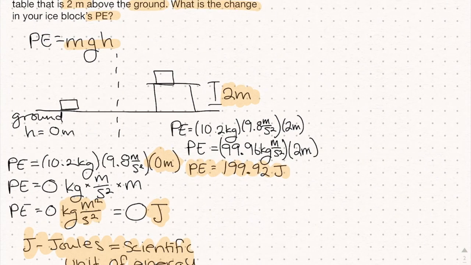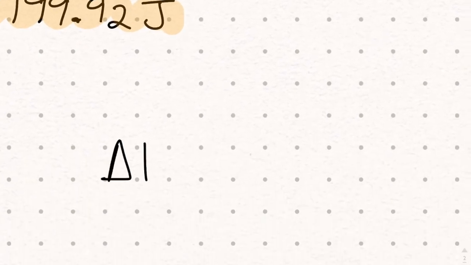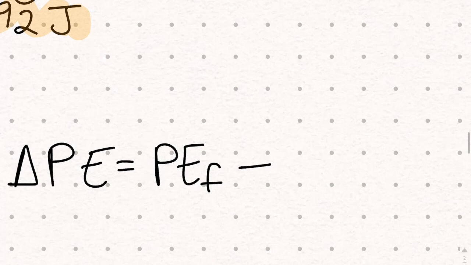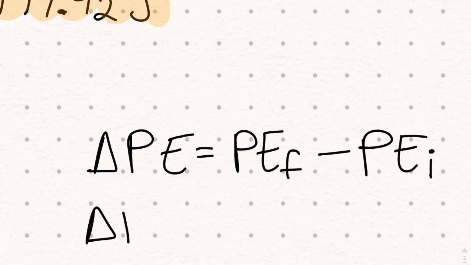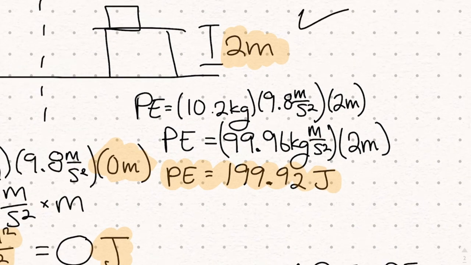Now we go back up to our problem, and our problem says, what is the change in your ice block's potential energy? So it's all good and fine that we found energy before and after, but we want to know about the change. And so our change in potential energy is going to be equal to the potential energy at the end of the move minus the potential energy at the beginning of the move. So I'm going to look back at my potential energies. I'm looking for my final potential energy, and that was after we put the block on the 2 meter tall table, and so that's 199.92.